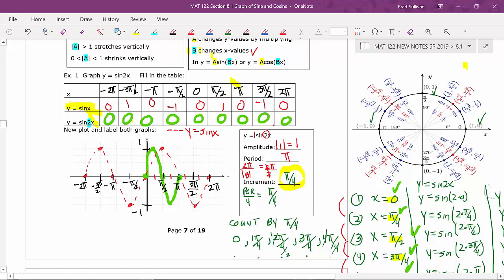Now you can predict where it goes. This goes now to its high point, then to the x-axis, then to its low point, like that. So that would be the second period. And that's good enough. You can graph over here if you want to. I'm not going to take the time to do that because it doesn't matter.